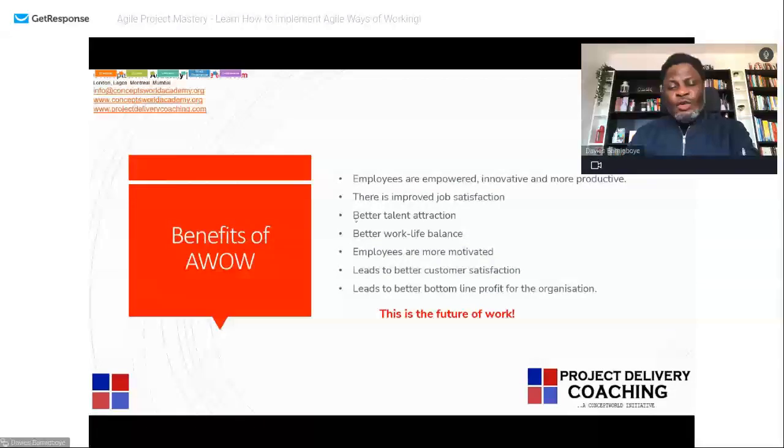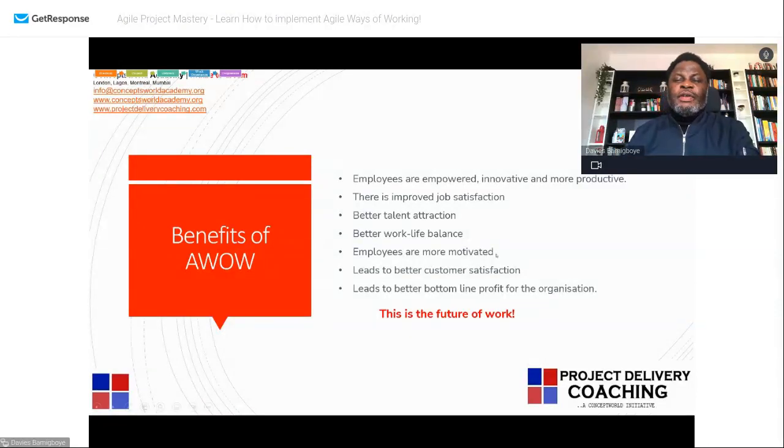And a key one is better work-life balance. Work-life balance means for those of you who are parents, you can attend your children's games. You can attend PTA. You can have an evening meal with your spouse without having to rush through the traffic. There's a lot of benefits. You have better work-life balance.